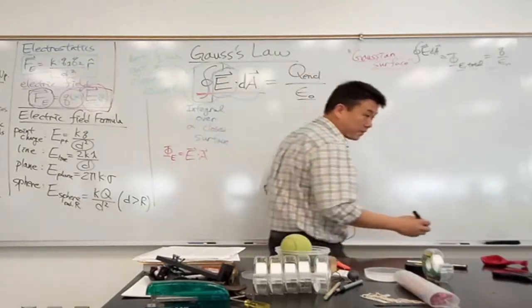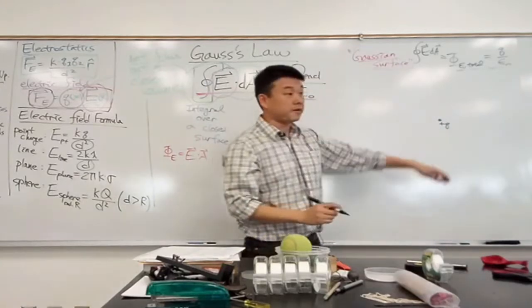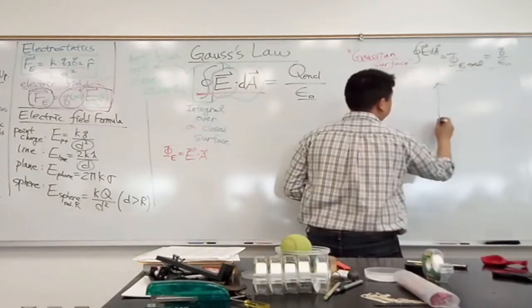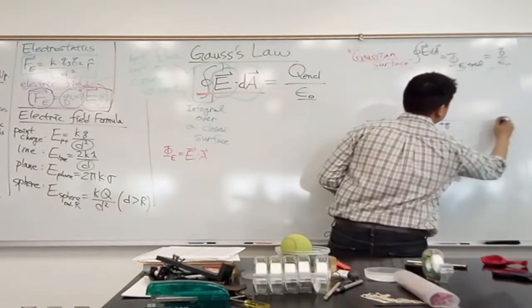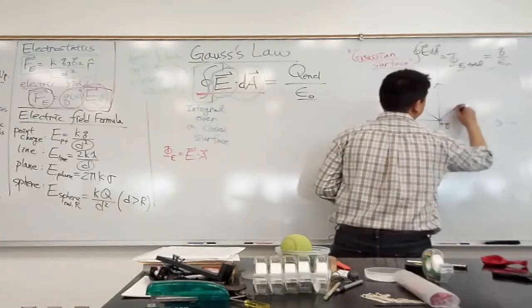So let me go through this quickly. I have only 2 minutes left. So I have charge of plus Q here. So I have electric fields that look like this. And this is what we mean by exploiting symmetry.